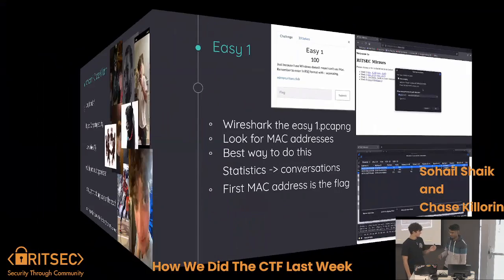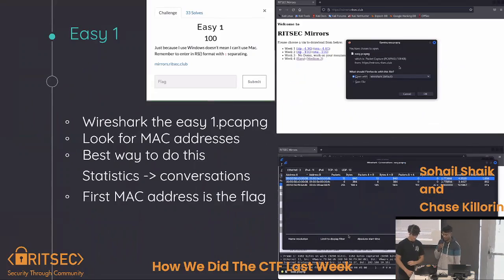All right. So for easy one, for last week's challenges, we had two files that were PCAPNGs, which are Wireshark files. So we used Wireshark to open them up. And for the first one, for easy, you pretty much were hinted that it's a Windows and it has a Mac, and with Mac we can think of MAC address. And then the best way to look for MAC address, I just did a quick Google search. It's to go to statistics and then conversations.